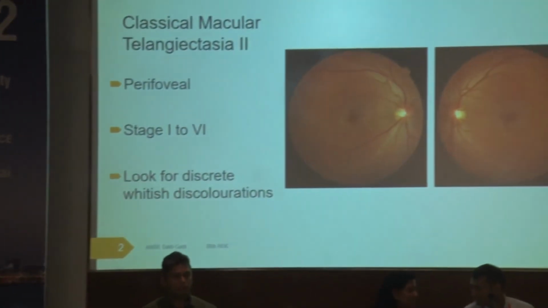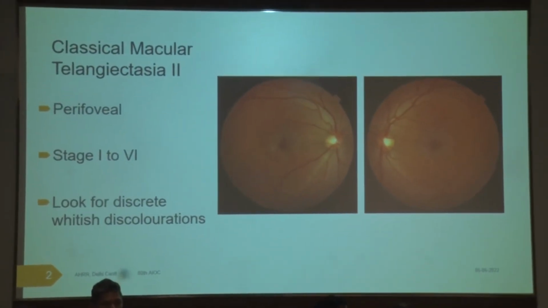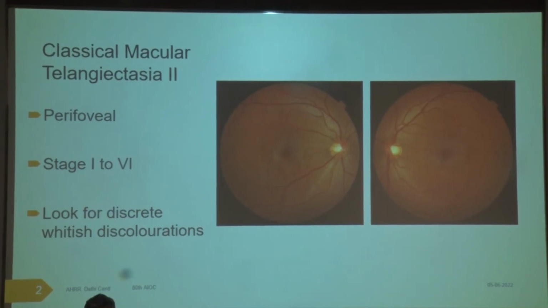A very good morning again. So, talking about macular telangiectasia, this is an entity which was not very well known about 2 to 3 decades back, but it has now sprung up with the origin of multimodal imaging. This is the classical case where we see perifoveal discolorations, may be associated with some amount of pigmentation, and these discrete white discolorations are the beginning of the disease.